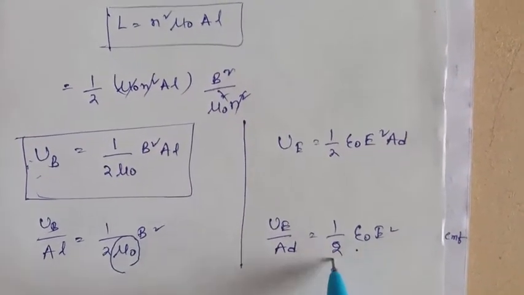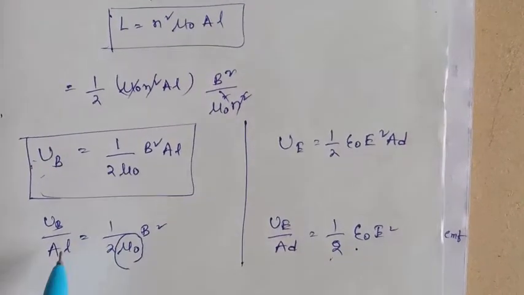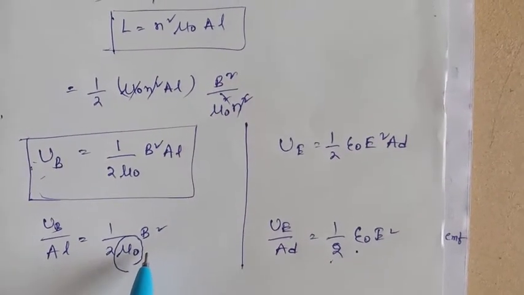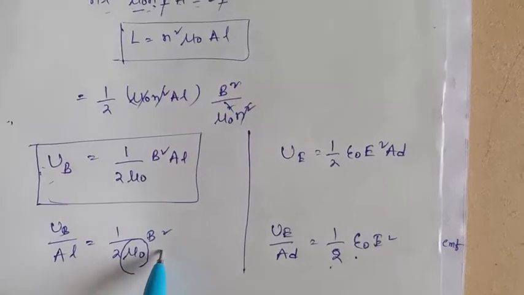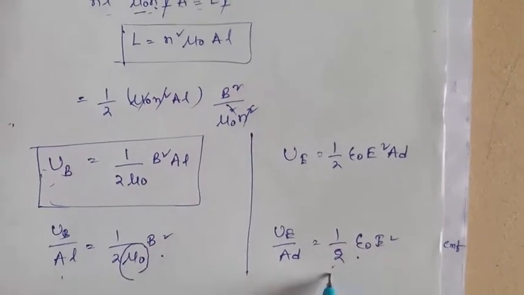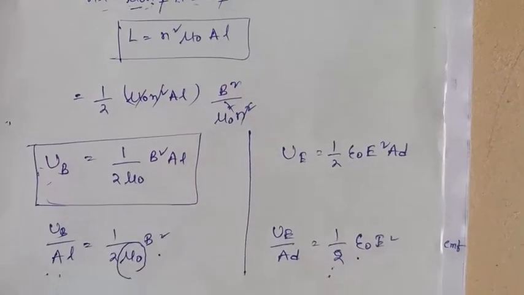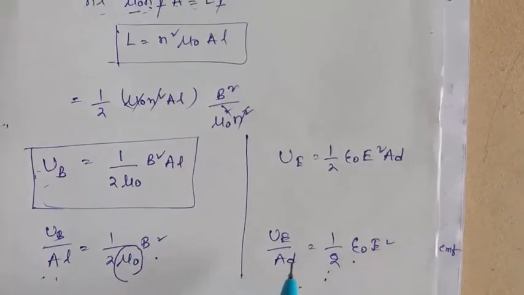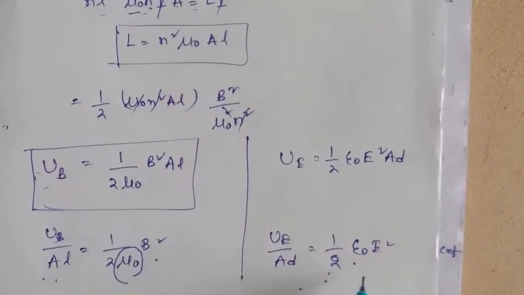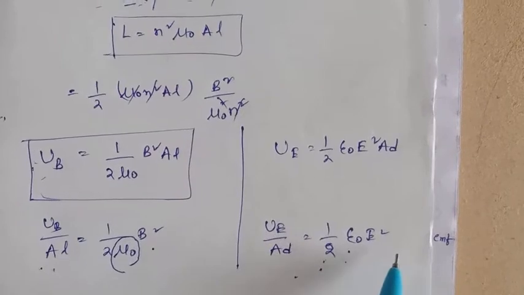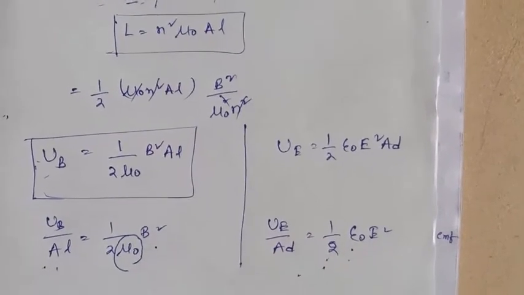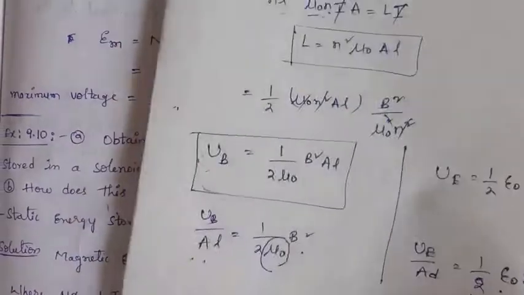So it is half in both, common. And these energies are directly related to the squares of the field strengths. In case of magnetism and in case of electricity, the energies are directly proportional to the square of their field strengths. So this is problem 9.10.